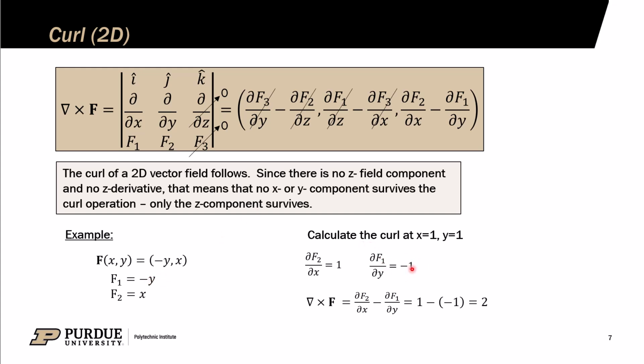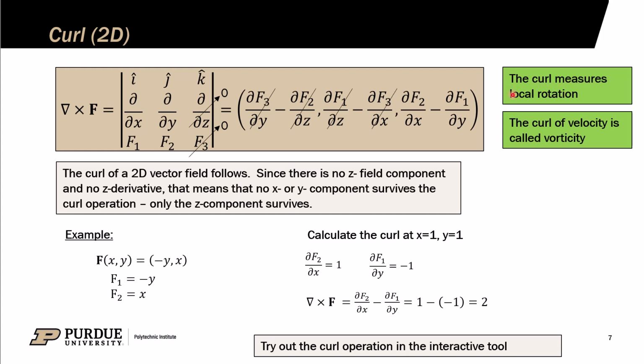And now when we plug those values in, I get 1 minus negative 1, and I get a value of 2. Now, I just wrote this as a single scalar number. Technically, this is a vector. It would be written as 0, 0, 2. But when you're taking a curl in 2 dimensions, you're not going to have an x and y component. So your field only takes a single value. I guess that's a shortcut. Technically, this would be 0, 0, 2. I should mention the curl measures local rotation, and the curl of velocity is called vorticity.